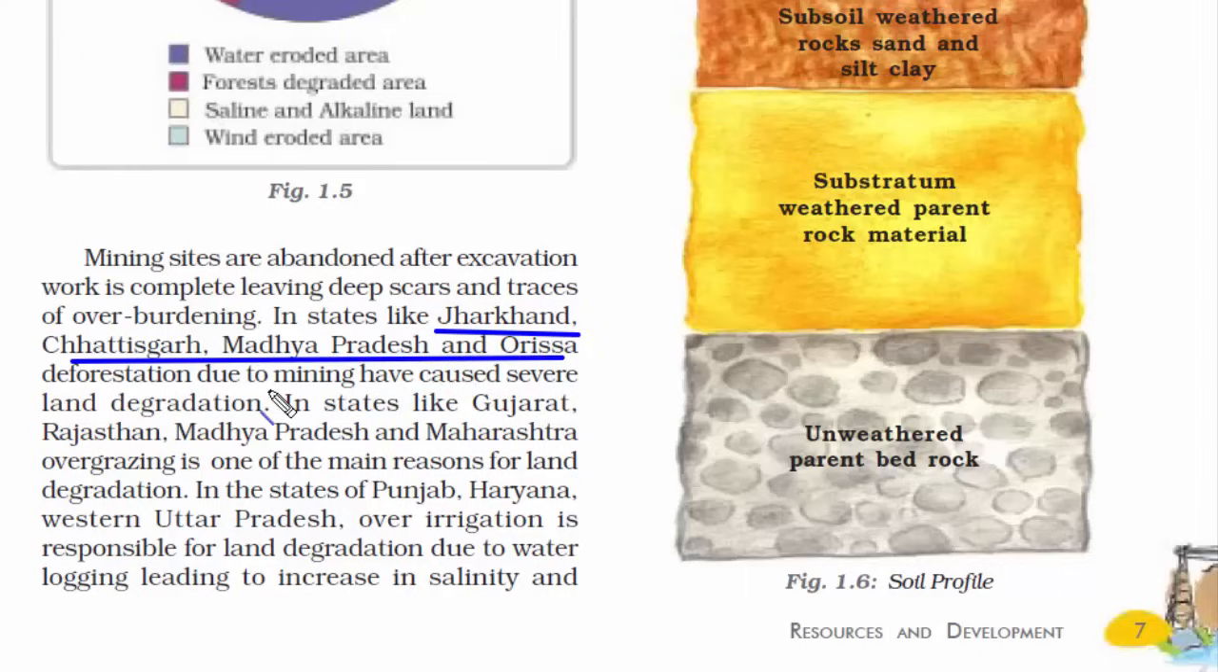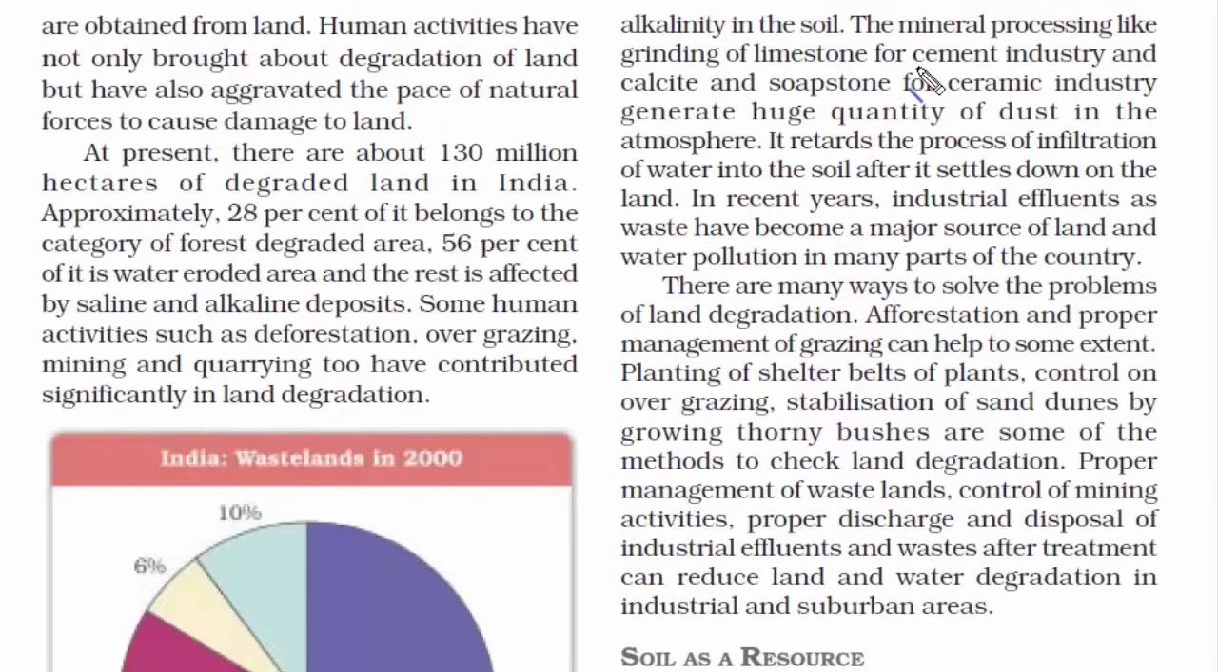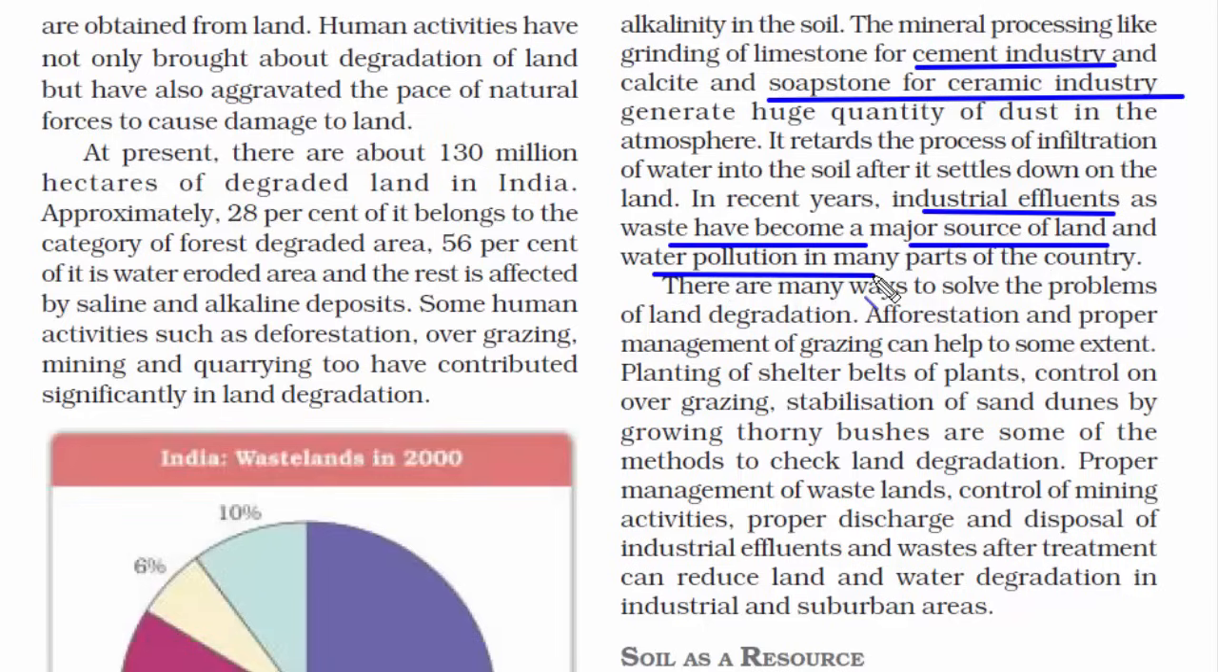These are largely affected due to mining. And then we have states like Gujarat, Rajasthan, Madhya Pradesh and Maharashtra, where overgrazing is done excessively. And then other states like Punjab, Haryana, Western Uttar Pradesh, where over irrigation is responsible for land degradation. And then some of the industries like the cement industry and ceramic industry release industrial effluents and waste that become the major source behind degradation of land as well as water pollution.